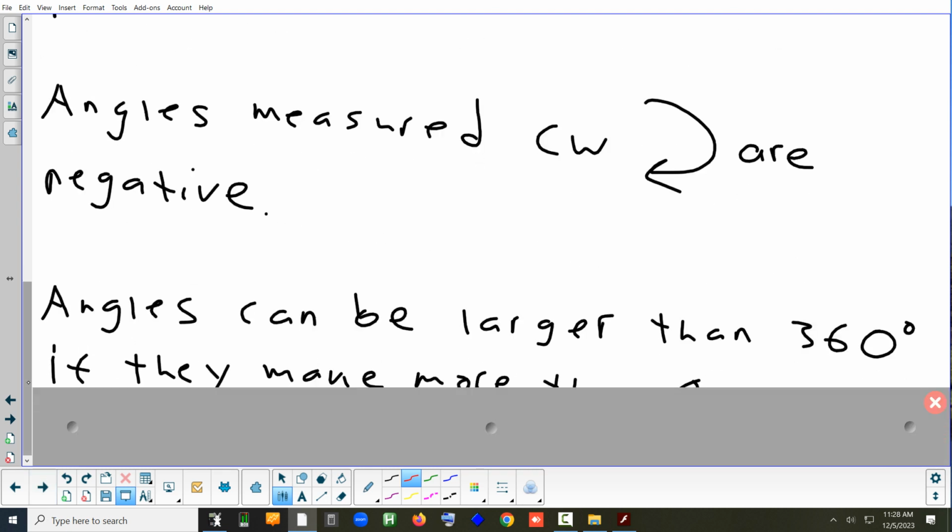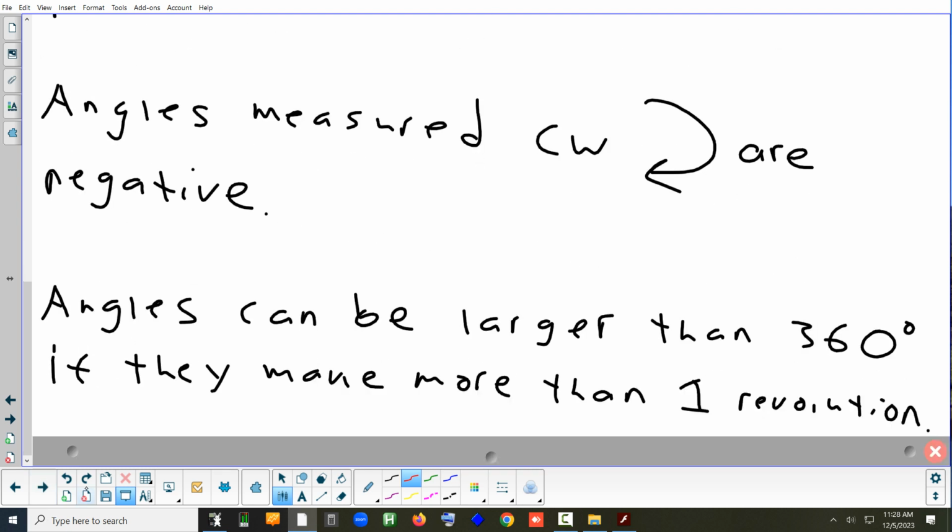Okay, angles can be larger than 360. And that just means you've made more than 1 revolution. Angles that are larger than 360 can be challenging to work with, especially when you start trying to do trig in your head. So we're going to talk about ways that we can deal with angles that are larger than 360 easily.